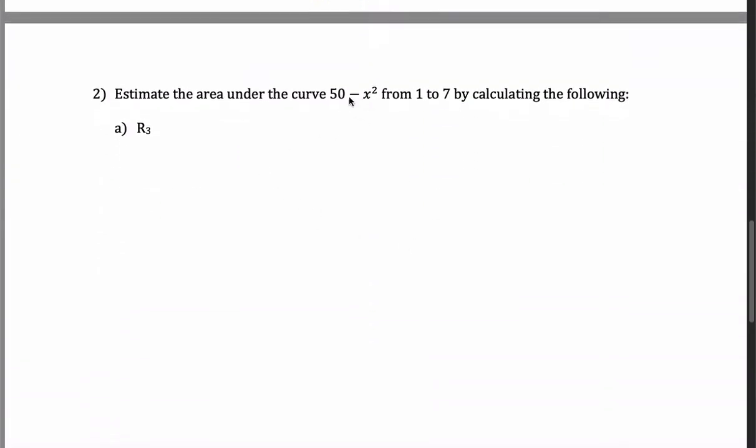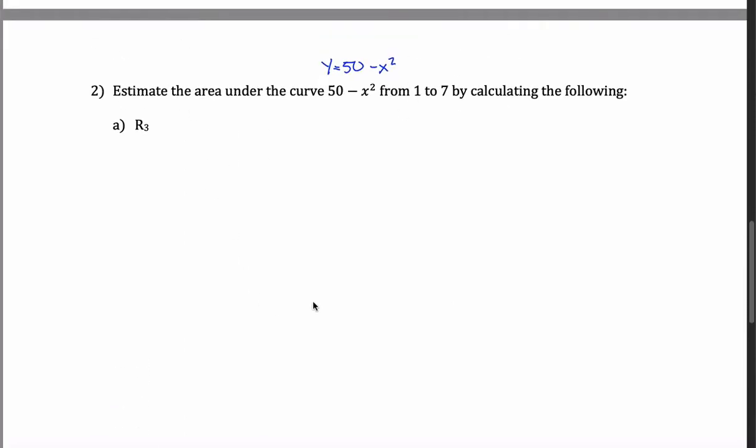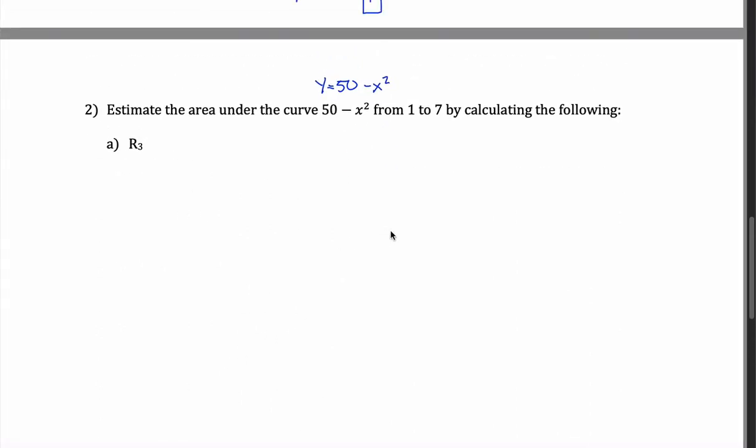Estimate the area under this curve, y equals, I probably should write y equals here, I'll fix that on the version that you see, 50 minus x squared, from 1 to 7 by calculating the following, and I want R3 and L3. The nice thing is they're both 3s, so my value of n is consistent throughout this problem. So when I calculate delta x, I can use that value for both part A and part B. Delta x is always b minus a over n, where a is given to me to be 1 and b is given to me to be 7. So I got 7 minus 1 divided by 3. This is telling me that n equals 3. So I got 6 over 3, in other words, 2.